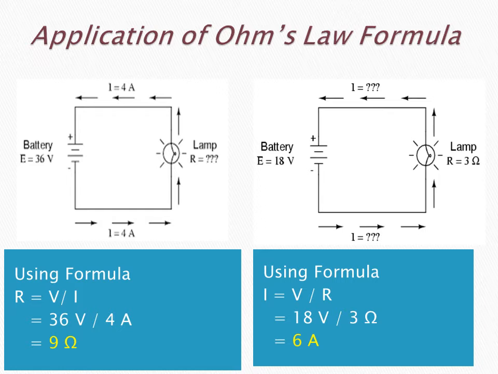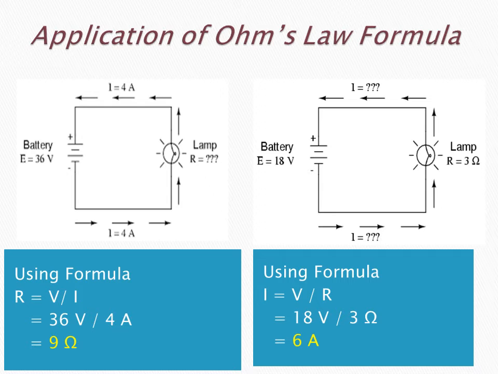Now, applications of the Ohm's law formula. By using these equations, we can calculate the voltage, current or resistance value if the two other values are given. In the first figure, voltage and current values are given, that is 36 volt and the current is 4 ampere, and we have to calculate the resistance value. We know the resistance formula is voltage divided by current. So it is 36 volt divided by 4 ampere, that gives 9 ohm. Ohm is the unit for resistance.